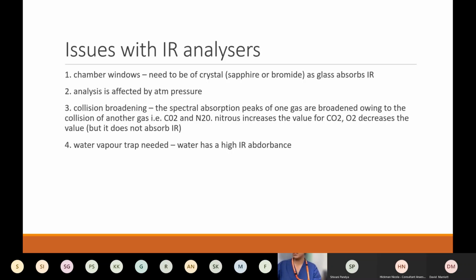And volatiles don't seem to have an effect, but I think that's because we don't use high enough amounts of volatiles that it would affect your output of CO2. It also needs a water trap because water has a high infrared absorbance.